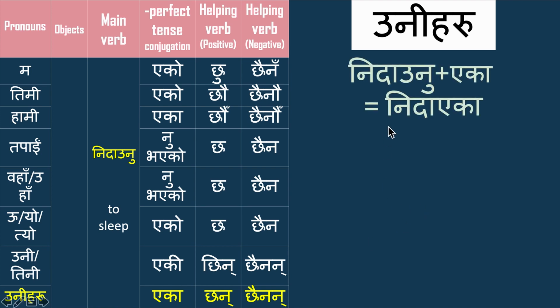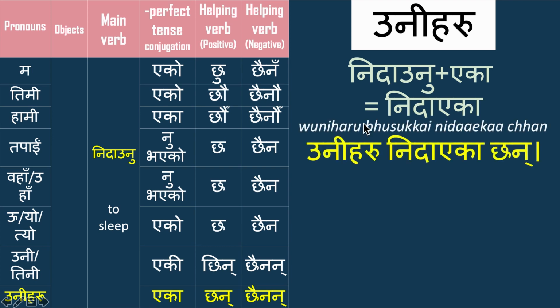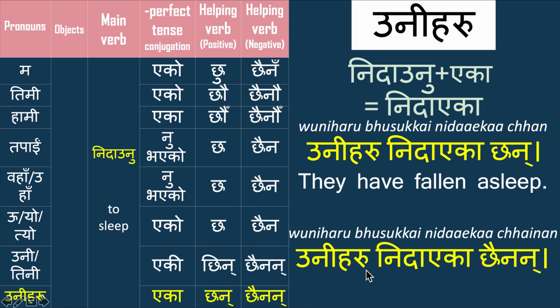So nidaunu plus eka, nidaeka. Unu is removed, eka is added, and nidaeka. And why again? Because u and a, two vowels, cannot exist together in a single verb. Okay, let's see in the example. Uniharu nidaeka chan, which means they have fallen asleep. Uniharu nidaeka chainan.